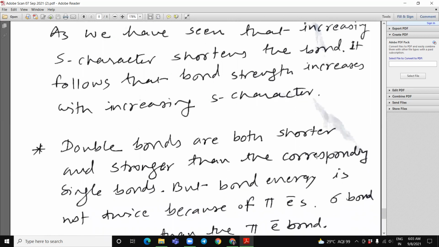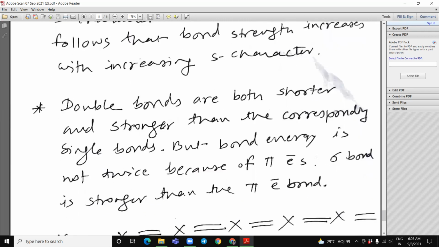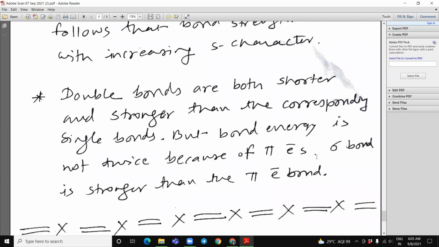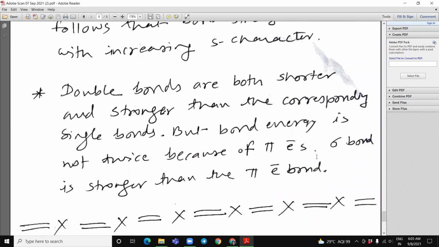Double bonds are both shorter and stronger than the corresponding single bonds, but the bond energy is not twice because of pi electrons. A sigma bond is stronger than a pi bond. So this is about the bond length, bond angle, and bond energy.